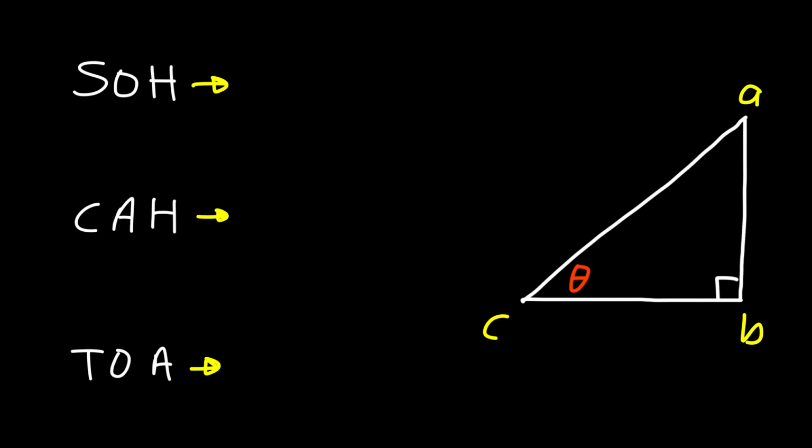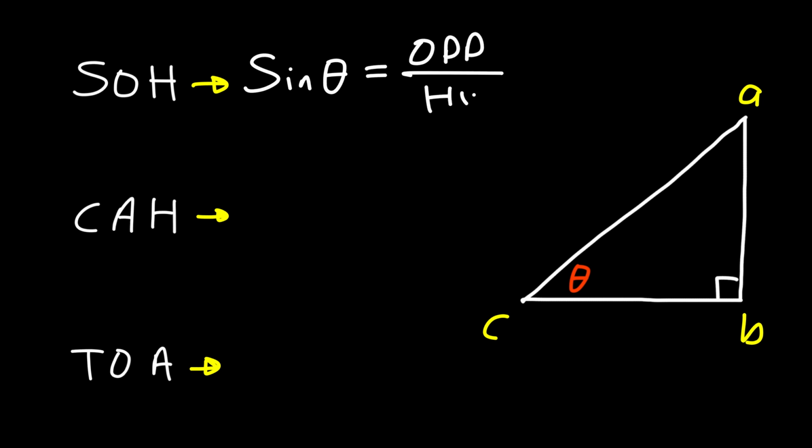The first one, SOH, is the shortcut for sine theta, which equals opposite divided by hypotenuse. Now, where's the opposite and where's the hypotenuse? We are studying the angle theta, so I will imagine myself standing here. The side which is opposite to me will be the opposite. So in this case, AB is the opposite.